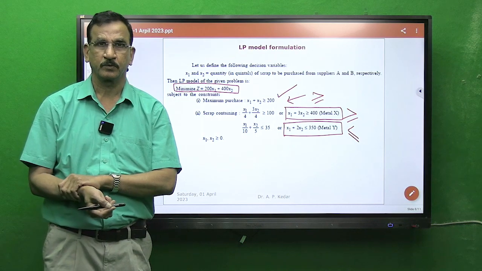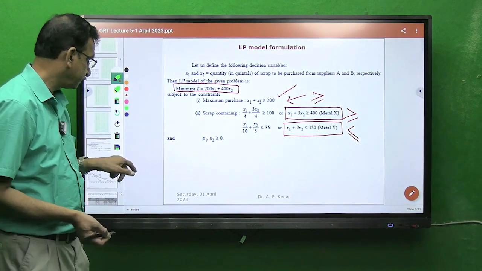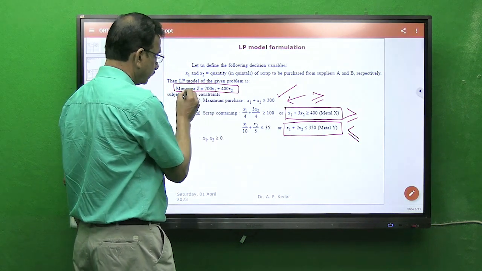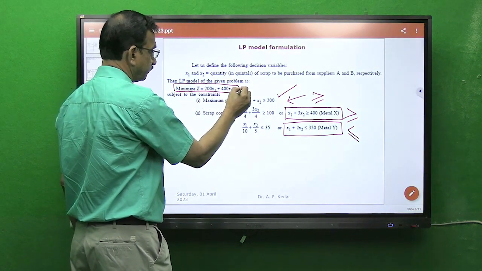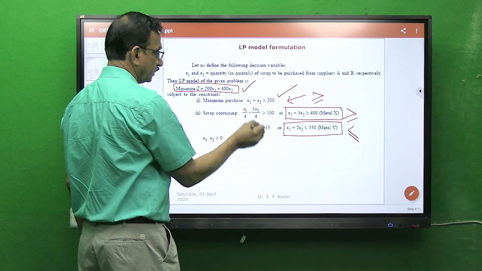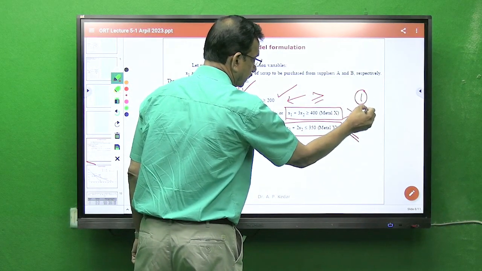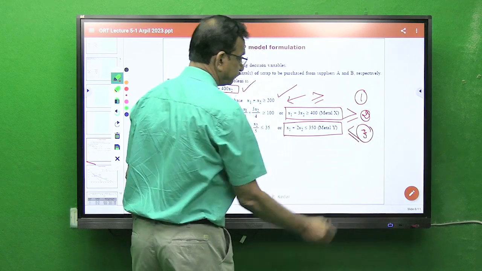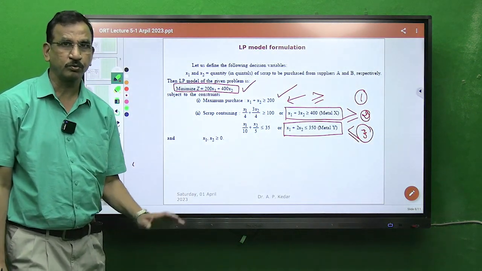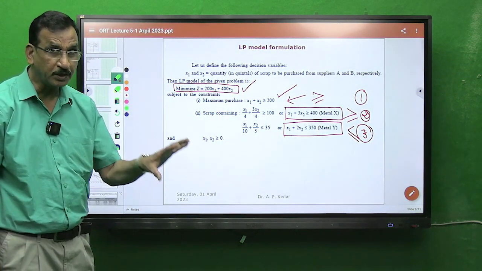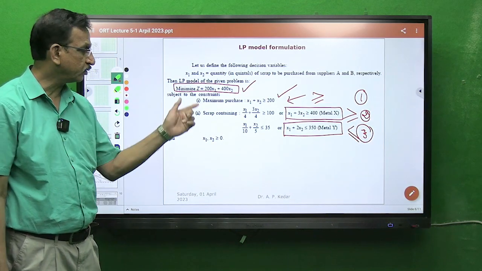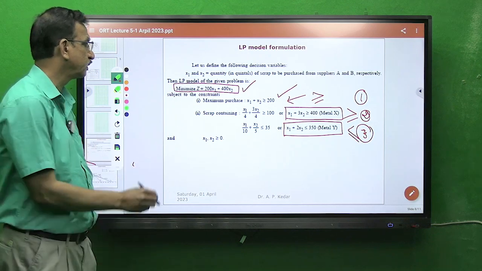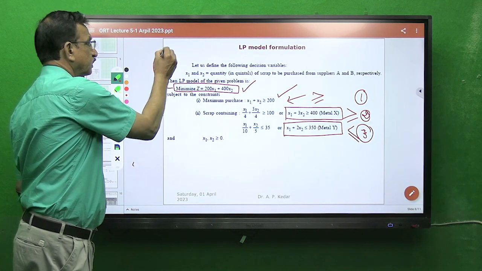Clear? Let's move ahead. So these are the constraints with objective function minimize. This is the objective function, this is the first constraint, this is the second constraint, and this is the third constraint. Now we will see how to tackle such a problem and how to interpret the result, and I will also explain what will happen if I change this.